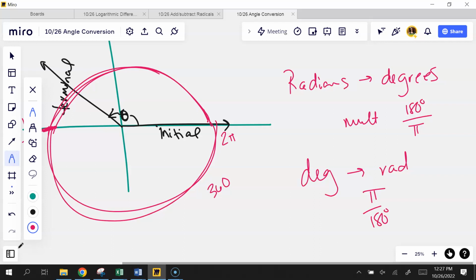Remember whenever you did feet to miles? If the units were the same at the top and the bottom, you canceled them out. Y'all remember doing that? It's the same kind of thing here.